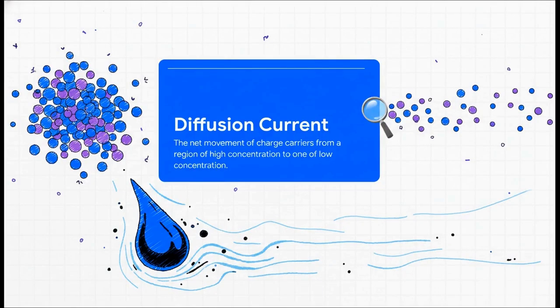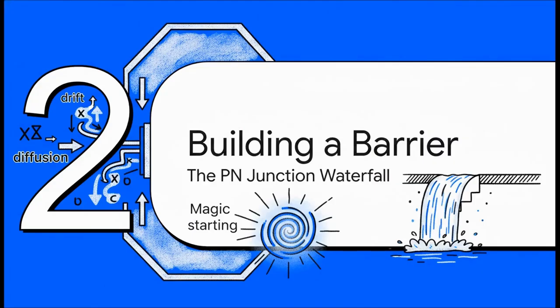Now, the second way, and this one is super important for our story, is diffusion current. This happens all by itself, without any electric field at all. It's just the natural tendency for things to spread out. If you have a whole bunch of particles crowded together, their own random thermal jiggling is going to make them spread out into the less crowded areas. The classic example is a drop of ink just naturally spreading out in a glass of water. That's diffusion.